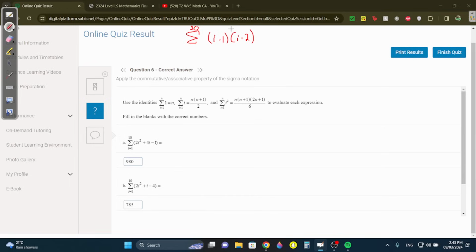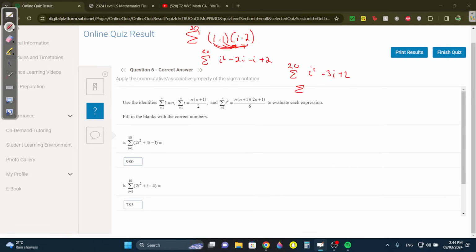What am I saying? Expand I minus 1, I minus 2. I times I is I squared. I times minus 2 is minus 2I. Minus 1 times I is minus I, minus 1 times minus 2 is plus 2. So, minus 2I minus I, simplify it, is the same as saying I squared minus 3I plus 2. Now we can simplify the sigma.